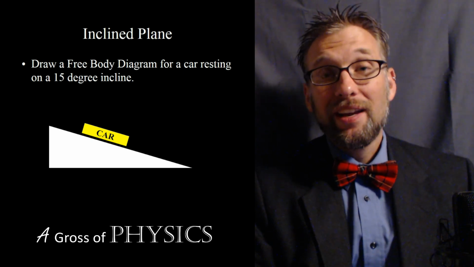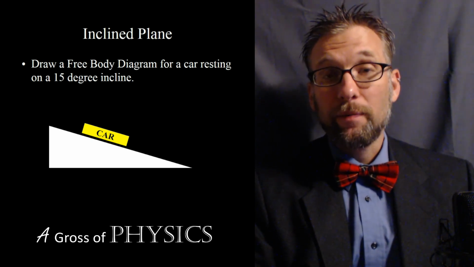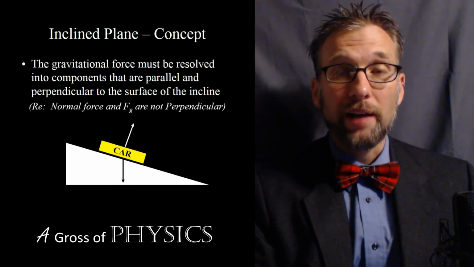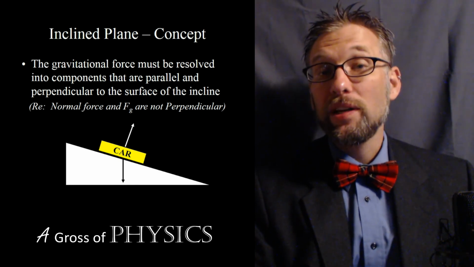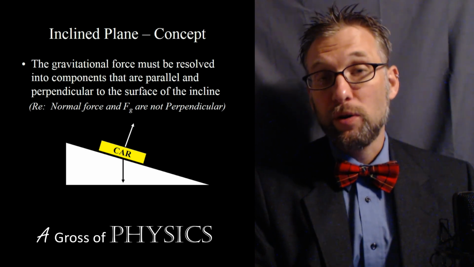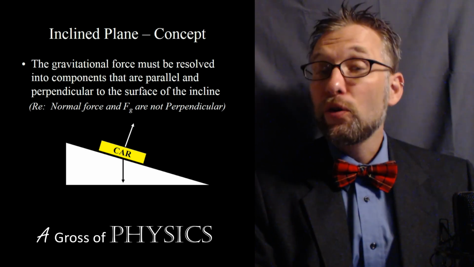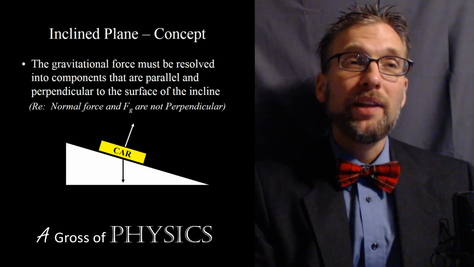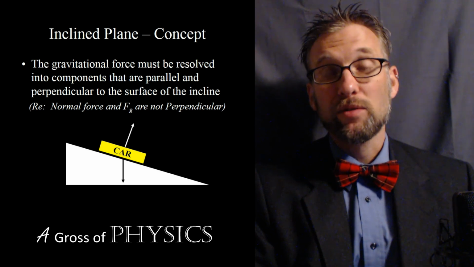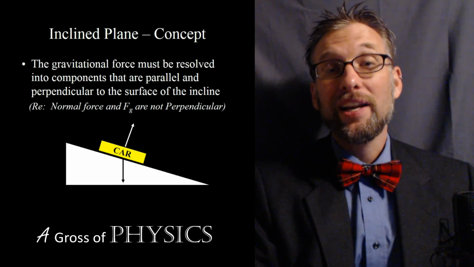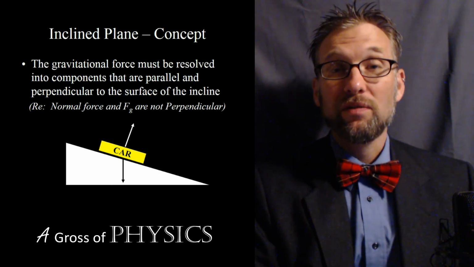Now, gravity is always going to act straight down, but the motion of the vehicle is going to be down or up the incline. So gravity is not going to be perpendicular to the motion of the object. In fact, only some of gravity is going to contribute to moving the object down the hill. The rest is going to contribute to the normal force. So an inclined plane is a special case of free body diagrams where gravity needs to be resolved into components. I like to call them the legs of gravity.